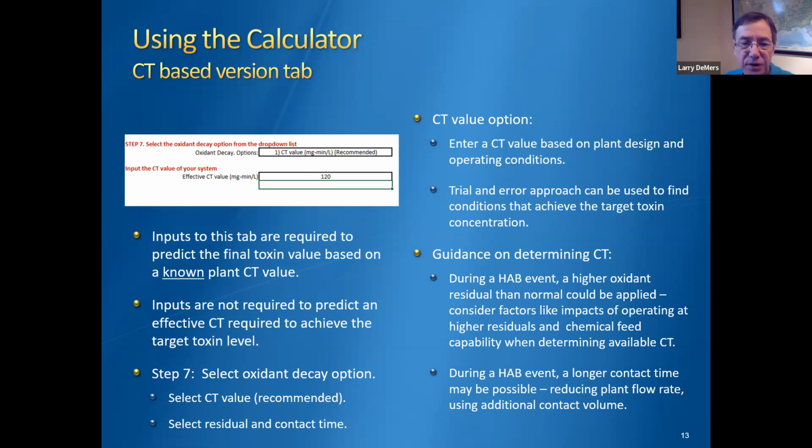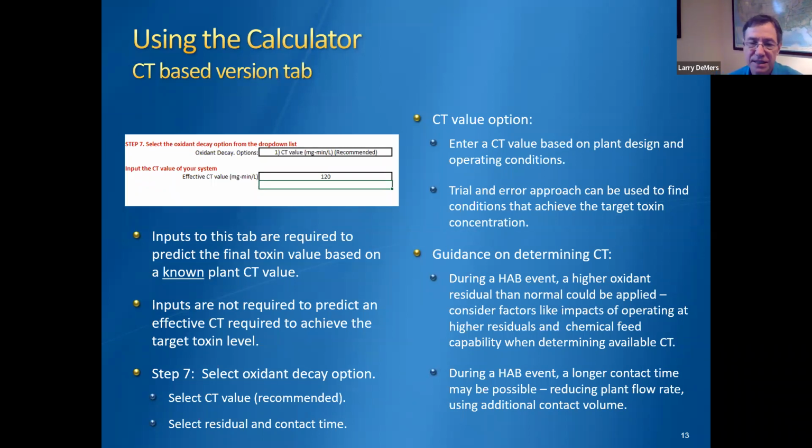The CT value options. So you basically enter a value based on plant design and operating conditions. You can use a sort of a trial and error approach to find out the conditions to achieve your target. So if you're not totally sure what CT is required, you can try some different values to see if it gets down to the level you want leaving your plant.